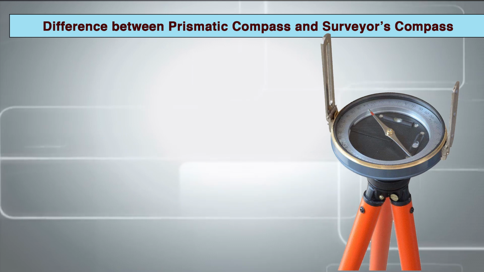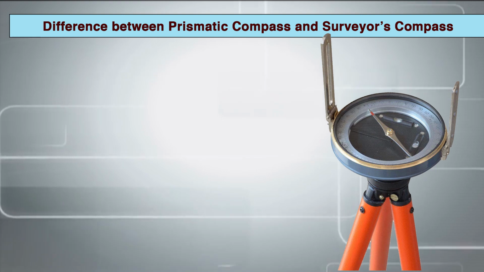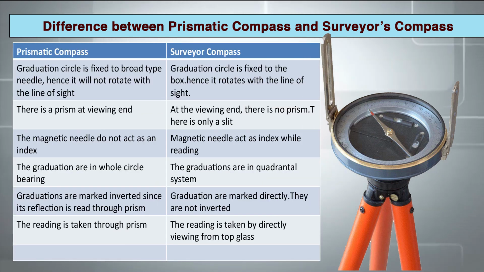So, now let us discuss what are the differences between the prismatic compass and the surveyor compass. In the prismatic compass, the graduation circle is fixed to a broad type needle, hence it will not rotate with the line of sight, while in the surveyor compass, the graduation circle is fixed to the box, hence it rotates with the line of sight. In the prismatic compass, there is a prism at the viewing end, but in the surveyor compass, at the viewing end there is no prism, there is only a slit.